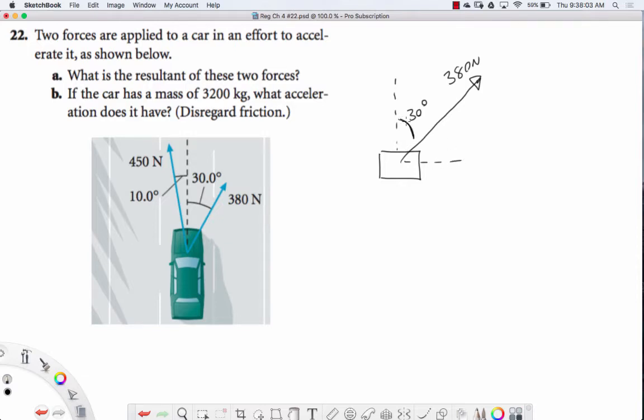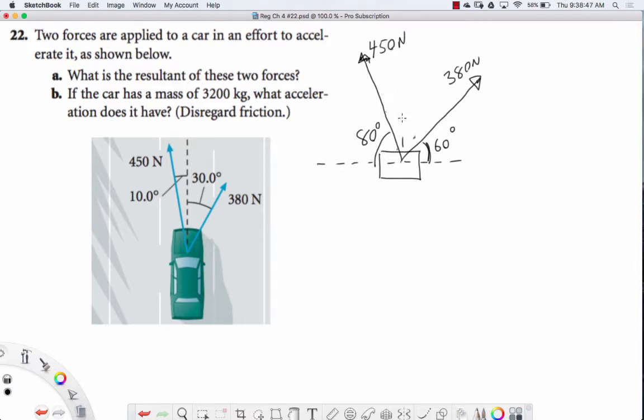So if this is 30, what would this be in here? 60. That's not really drawn to scale too well, but whatever. We'll be punching this in our calculator, so it doesn't matter. So 30 degrees off the vertical is the same as 60 degrees off the horizontal. Okay, our 450 Newton force is pointing this way. So we'll label this guy 450 newtons, and it's 10 degrees off the vertical. So what would that angle be off the horizontal? 80. Okay? Because the two have to add up to 90.